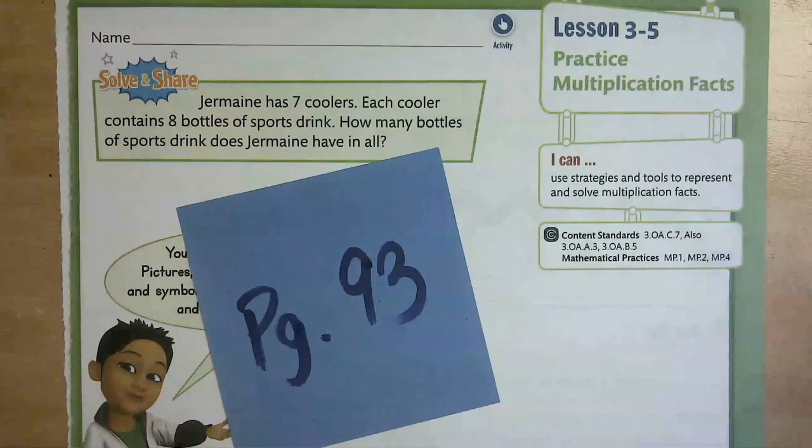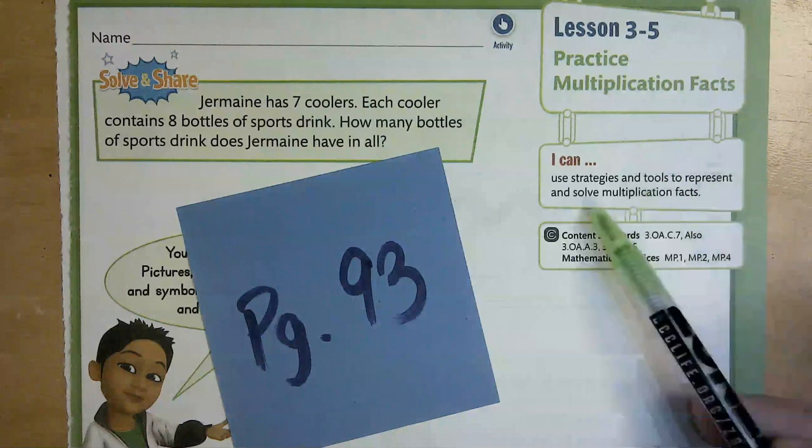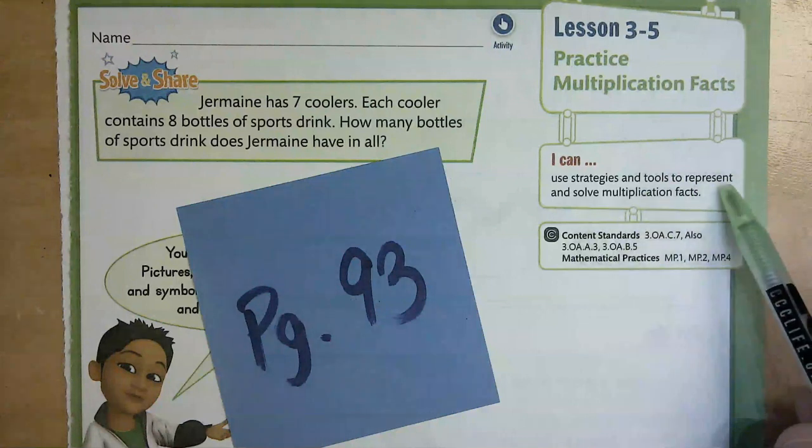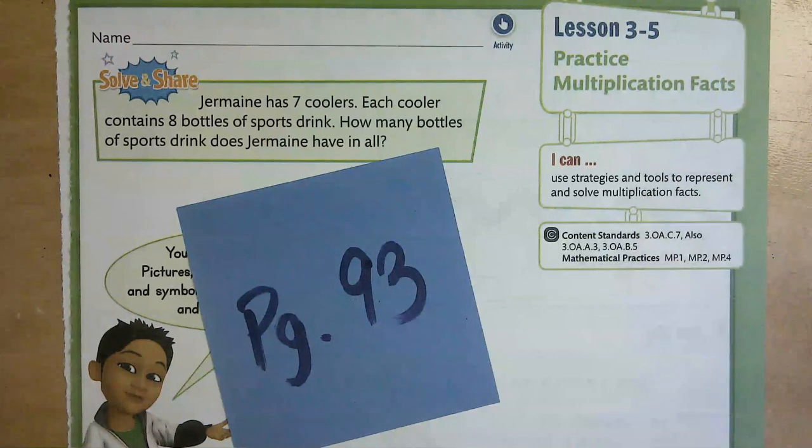All that means, strategies and tools, is just a way to solve, and then represent and solve facts, to write out a fact and then solve it. And so that's what our focus is going to be. We've been talking all about arrays. We've been breaking down numbers. We've done a lot of different things, and that's what we're going to be working on and looking at as we are working on these different problems for today.